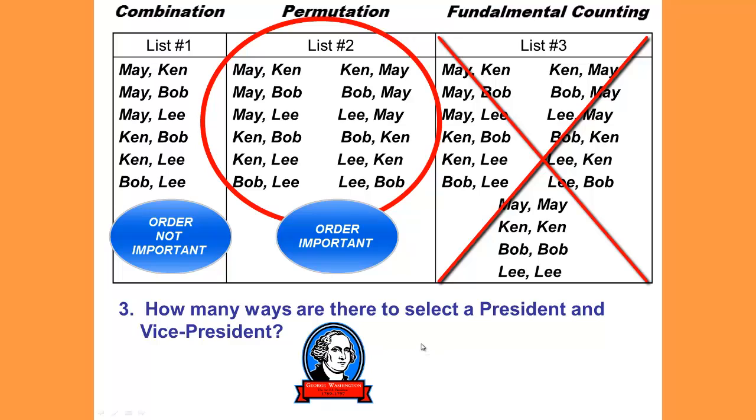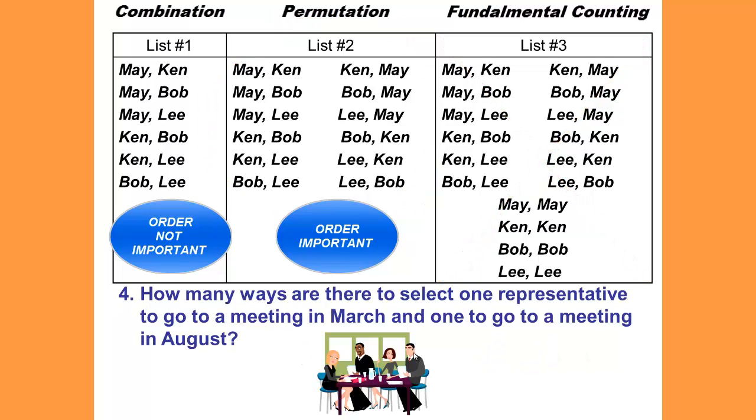And since list 2 is a permutation, we have 4P2 or 12 ways to select a president and a vice president. Notice that the job title gives an importance to the order.